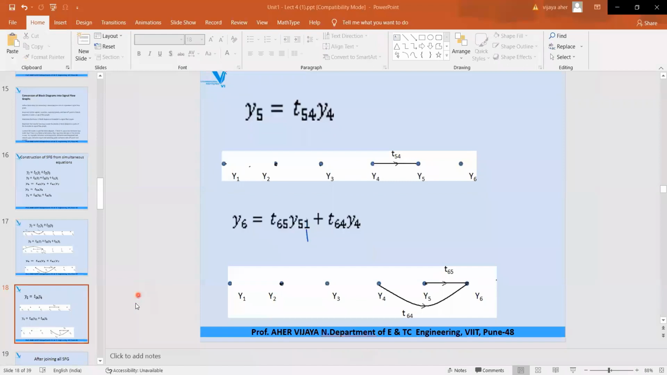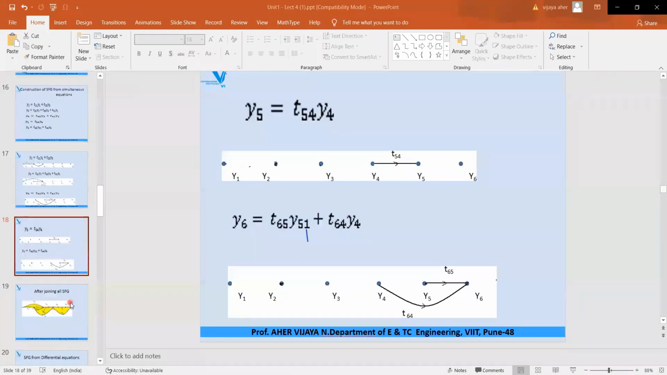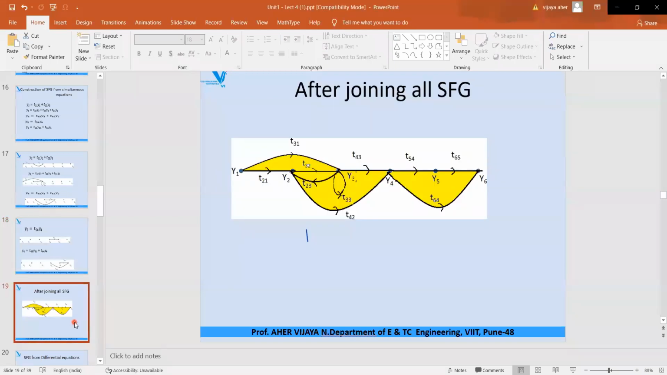No, ma'am. Now see. Okay, thank you, children. Let me take just one more minute of yours and we will finish this example. Now after joining all the SFGs, you will get this diagram. We combined all the equations together. So this is node y1, y2, y3, y4, y5 and y6. I have taken all these equations together and joined this diagram. Now the final signal flow graph is as shown in this diagram.